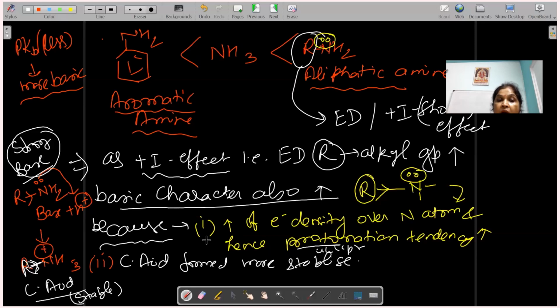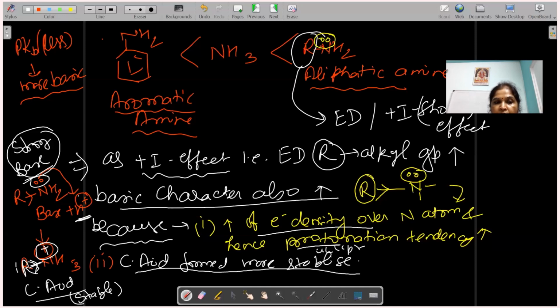There are two reasons why the basic character increases by the plus I effect. The first is that the electron density increases, and the second is that the conjugate ion formed is more and more stabilized. What is the conjugate ion formed? This is the amine, and it is a base, accepting a proton by donating its lone pair to form the conjugate acid, that is the salt, the ammonium ion. Nitrogen having a positive charge requires electrons to neutralize it.